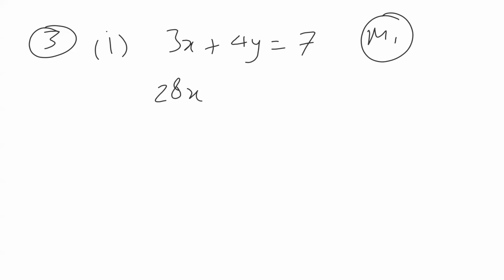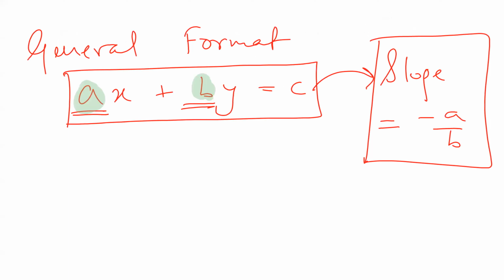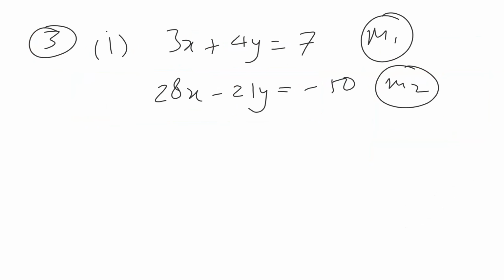Second line, 28x minus 21y is equal to minus 50. Its slope, let it be m2, by the general format equation using this concept. If m1 and m2 are equal, naturally the lines are parallel. And if m1 into m2 is equal to minus 1, the lines are perpendicular.